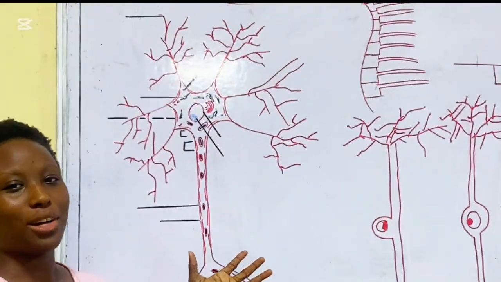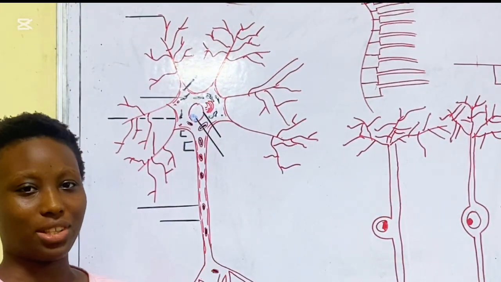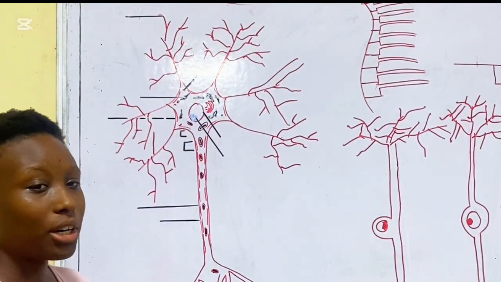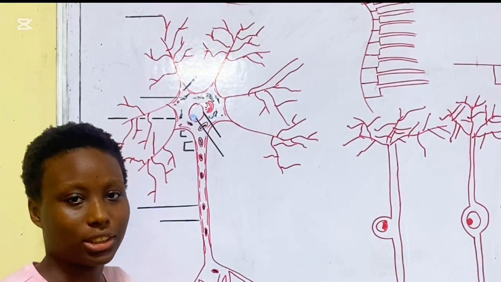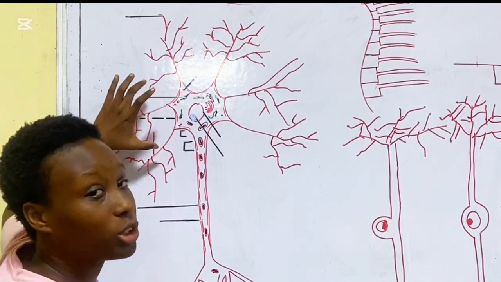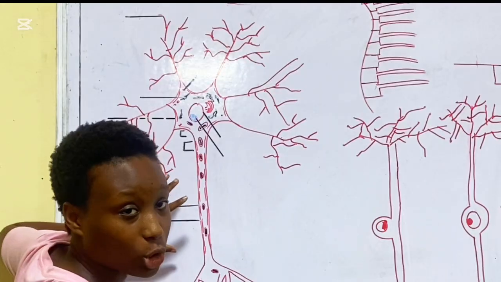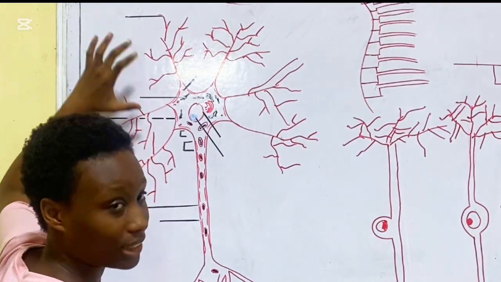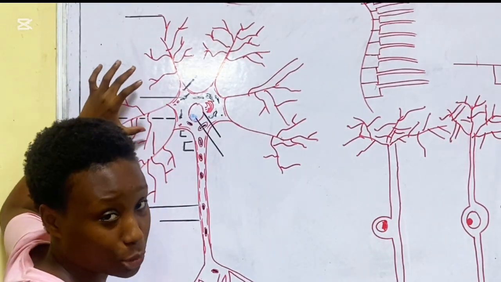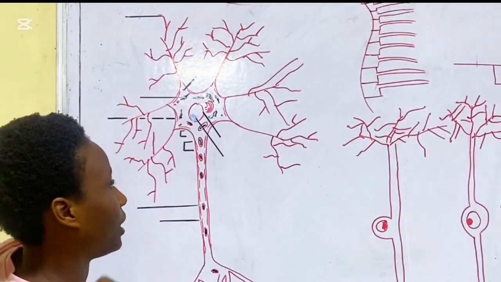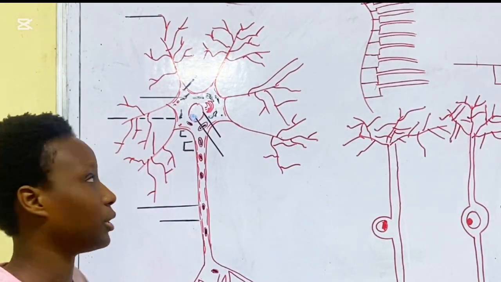This is the diagram of a typical neuron. Now, a typical neuron contains three major parts, which are the cell body or the soma, the axon and the dendrites. The cell body or the soma, the axon and the dendrites. Now, let's start with the dendrites.